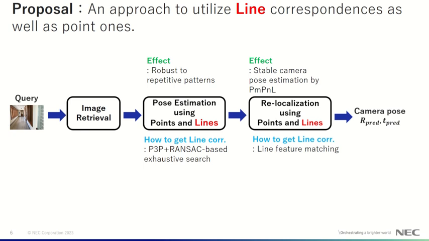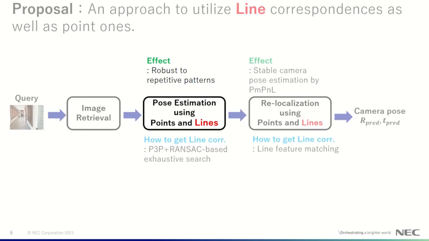These two estimation modules play different roles. The first pose estimation makes localization robust to repetitive patterns by using lines. In the second estimation, perspective-n-endpoint-and-line utilizes both point and line correspondences to realize stable camera pose estimation. Also, these two modules employ different methods to get line correspondences. The first module finds line correspondences by a geometric approach and the second module by line feature matching.